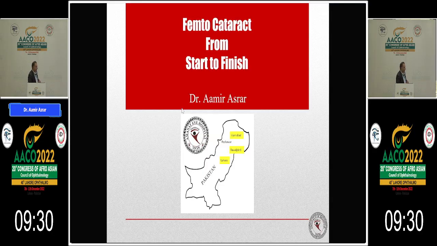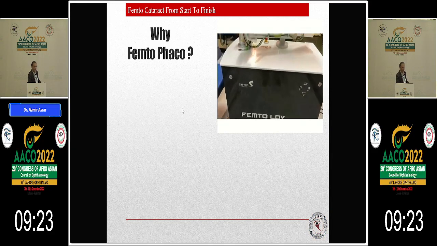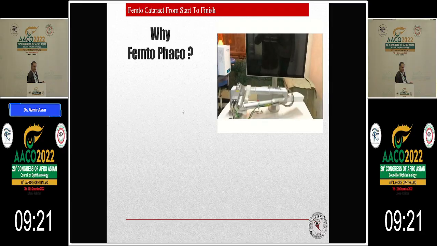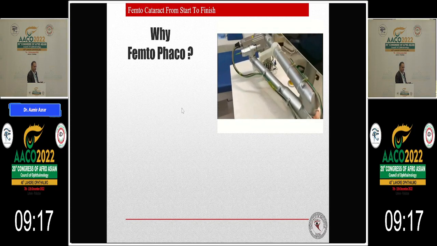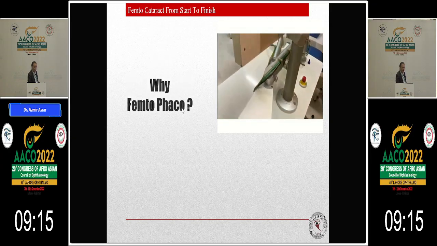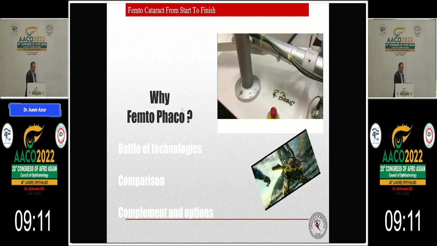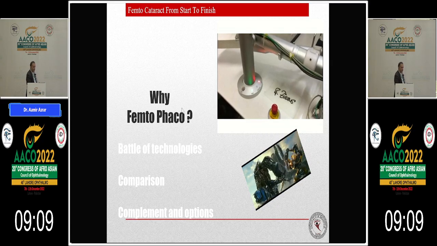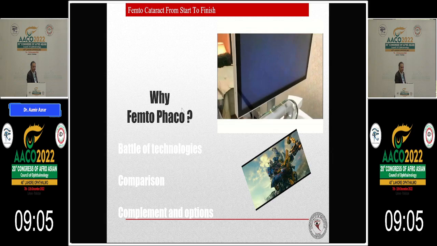Well, what I think is not the case, because most of the time when we are dealing with cataracts, we have to make a choice whether we want to go in for a femtocataract or for a simple phaco. It is not about which procedure is better than the other. It is not a fight of technologies; these are two procedures which complement each other.